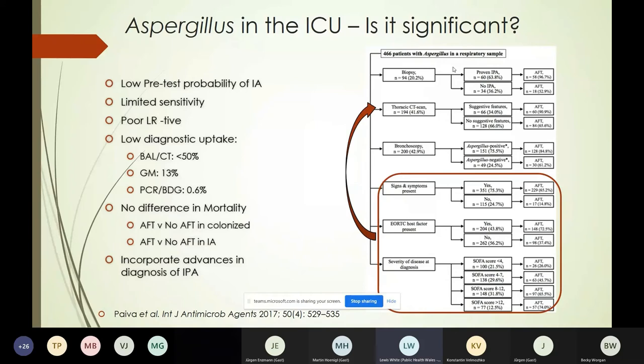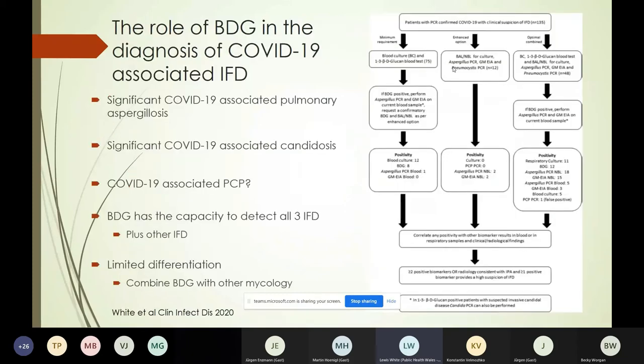So the authors put forward that we needed to incorporate advances in the diagnosis of invasive pulmonary aspergillosis in the critical care patient. Of course, that led to concerns in our COVID-19 patients, primarily from the fact that we know that severe influenza in the critical care patient can lead to high rates of secondary invasive aspergillosis. Approximately 1 in 5 patients in critical care with influenza can go on to develop invasive aspergillosis. So we were concerned with the onset of the COVID-19 pandemic that we would see increased rates of invasive aspergillosis in the critical care COVID-19 patient.